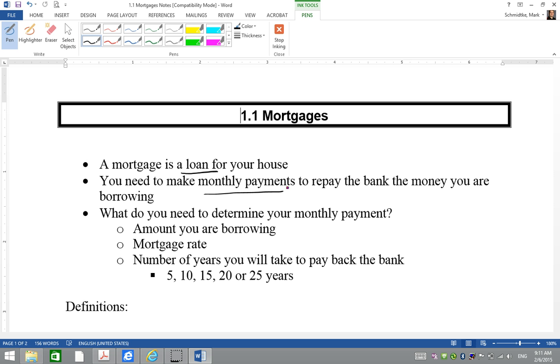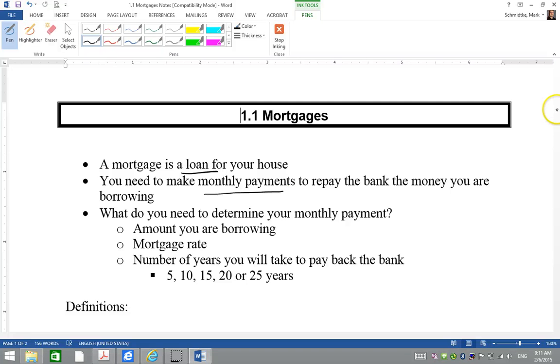You also need to know how many years it's going to take you to pay the bank back. Most people will take out a 25-year mortgage, but as you pay off that mortgage, you can take down to a 20, 15, 10, or even a 5-year mortgage.